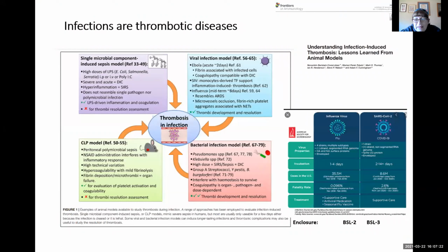Infections, just to lay the groundwork here and to answer any pre-comments before they start, and an explanation of why we're doing what we're doing: first of all, infections in general are thrombotic diseases. I learned this just recently reading lots of review papers. And just about viral infections, Ebola we know very well, but influenza as well as COVID also result in thrombosis.